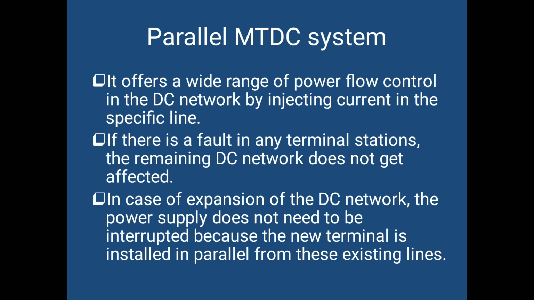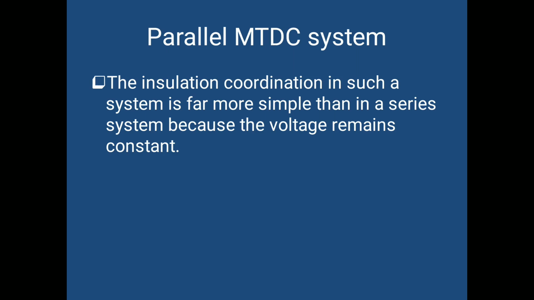And the main feature of this parallel MTDC system is, if there is a fault in any terminal station, the remaining DC network does not get affected. And also, in case of expansion of the DC network, the power supply does not need to be interrupted, because the new terminal is installed in parallel from these existing lines. The installation coordination in such a system is far simpler than in a series system, because the voltage remains constant.